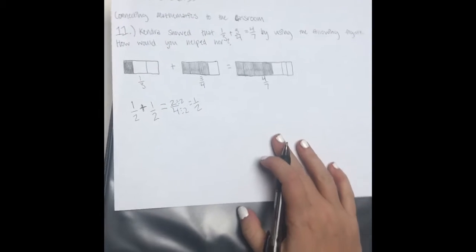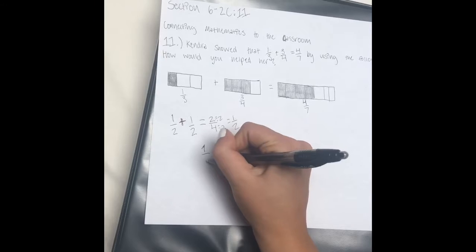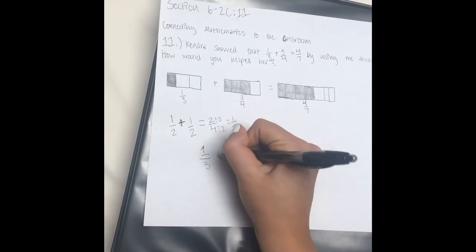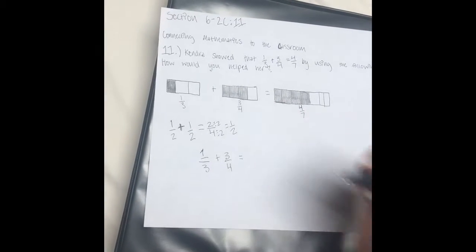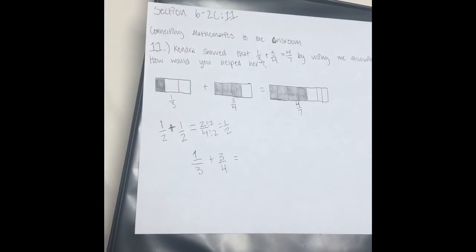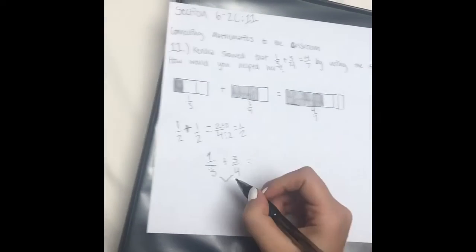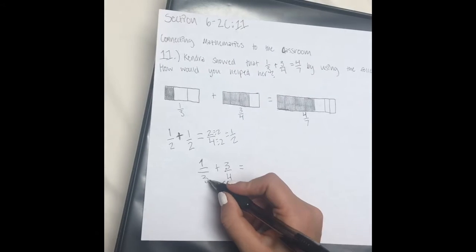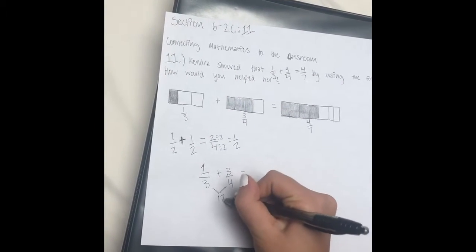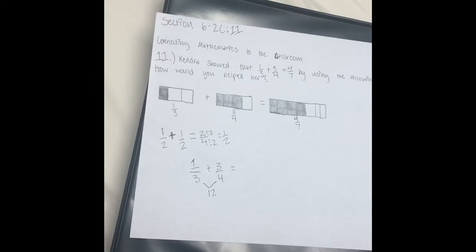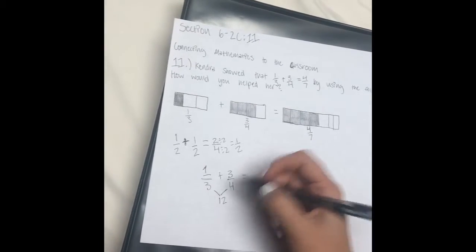So instead, in order to help her, I would show, so I'll write this out right here. We have 1/3 plus 3/4. All right, so in order to solve this, we have to have a common denominator. An easy way to get a common denominator is just to multiply both of our denominators. So 3 times 4 equals 12.